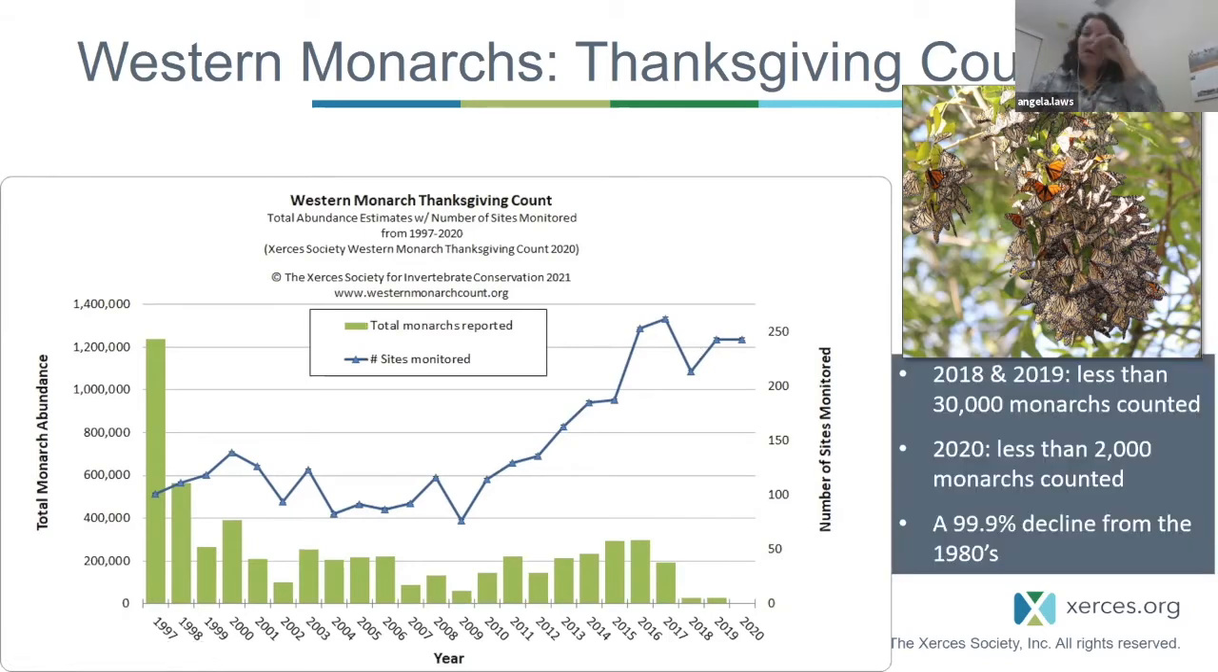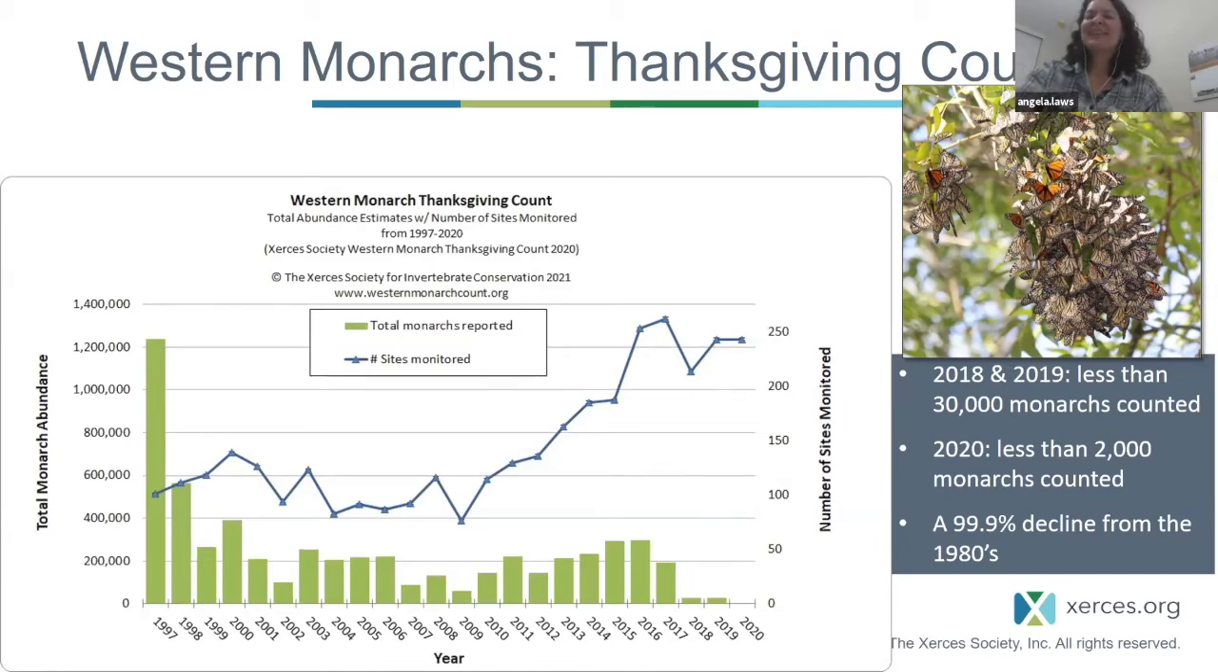And then in 2018, the population crashed. So it went from just under 200,000 to just under 30,000 monarchs. And the same in 2019, under 30,000 monarchs. And then this winter, we counted less than 2,000 monarchs along the coast, which is a huge drop. It's hugely worrying. It's a 99.9% decline from the 1980s when there were an estimated 4 million monarchs overwintering along the California coast. So this is bad news.